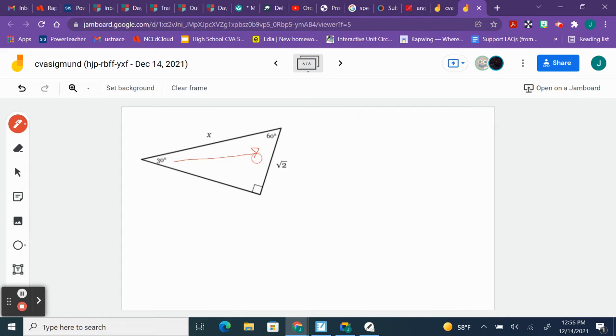So across from 30 is your x ratio. Across from 60 is your x square roots of 3. And your hypotenuse is always 2x for our ratios. So from here, we know that x is equal to square root of 2 because that's what they gave us here. And then we need to solve, in our x ratio, I should say. So we need to solve for the hypotenuse. And the hypotenuse has 2x relative to our ratios.